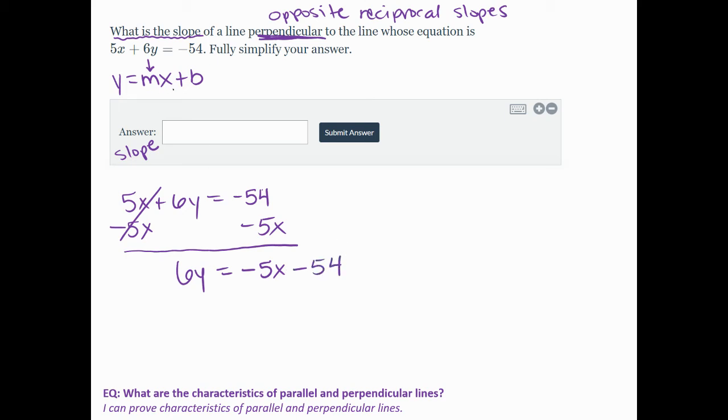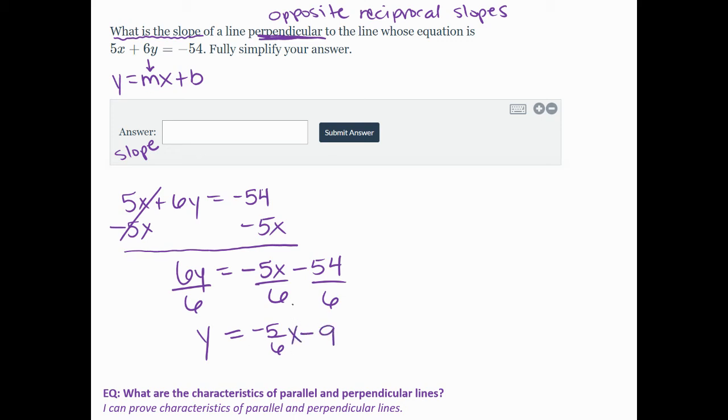Trying to make it look like slope-intercept form, we put the x in front. All right, then to get the y by itself, I would be dividing every single thing by 6. So 6 divided by 6 gives me 1y. Negative 5 divided by 6 doesn't divide out, so I just leave it as a fraction. And then negative 54 divided by positive 6 is going to give me negative 9. Whoopsie, I forgot my x.